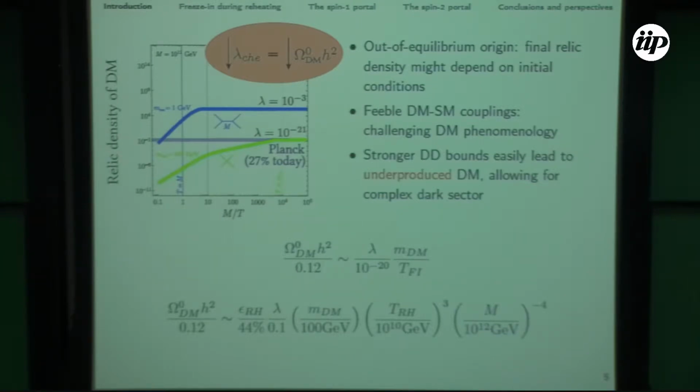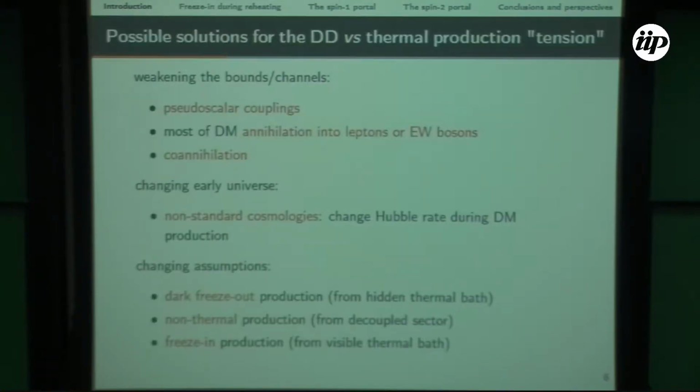If we lower the couplings, the FIMPs become underproduced. So this might be interesting for models with a complex dark sector. Okay, so of course the freezing is not the only way to avoid this tension between the direct detection and the thermal production. Here I list some possibilities of avoiding this tension, and of course I'm sure that you can give a lot of other suggestions for this list.